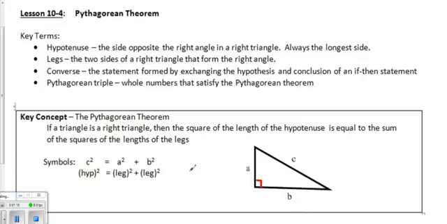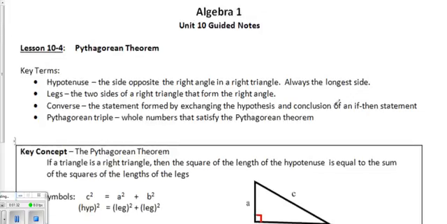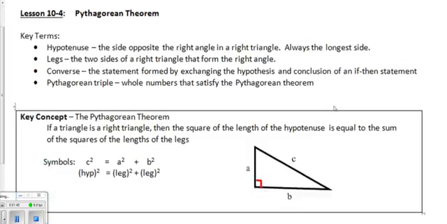It doesn't matter. Converse. The converse of a statement is just mixing up the hypothesis and the conclusion of an if-then statement. So if I said, if it is a dog, then it has 4 legs, that normally should be true. All dogs should have 4 legs. The converse of that statement would say, if it has 4 legs, then it is a dog. That's not necessarily always true.